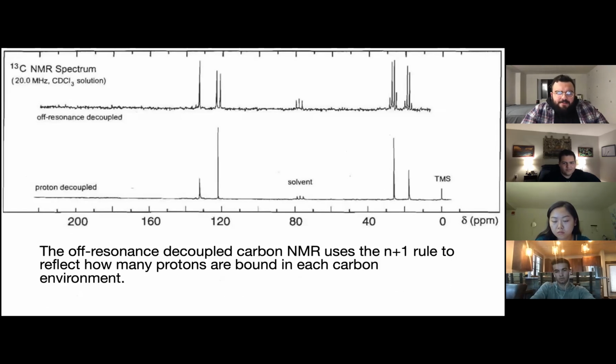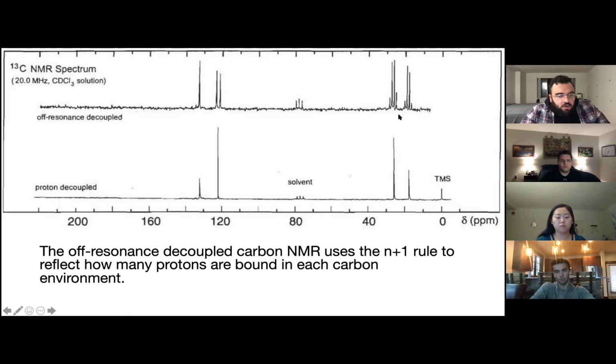Our third type, in my opinion, I haven't seen this one as much, but I certainly have seen it. This is going to be your off-resonance decoupled. And this one actually looks pretty similar to a proton NMR. It's actually based off of your N+1 rule, and that is used to reflect how many protons are bound in each carbon environment. The reason why it's useful to include the proton decoupled here is because sometimes you might look at these peaks and say, is this actually a quartet, or is it just 4 different peaks or something like that?